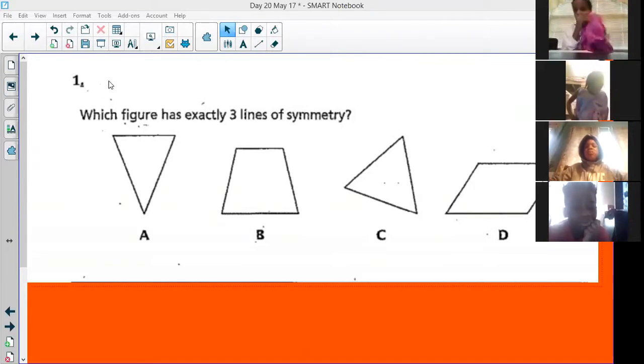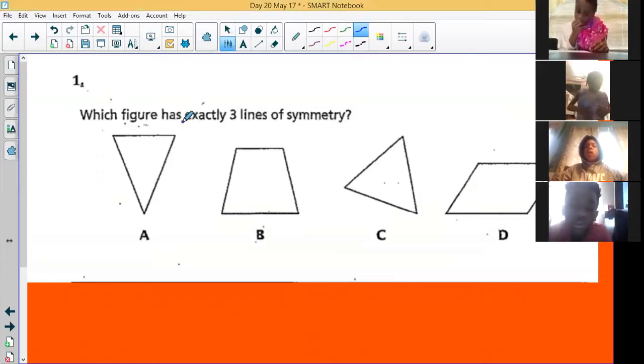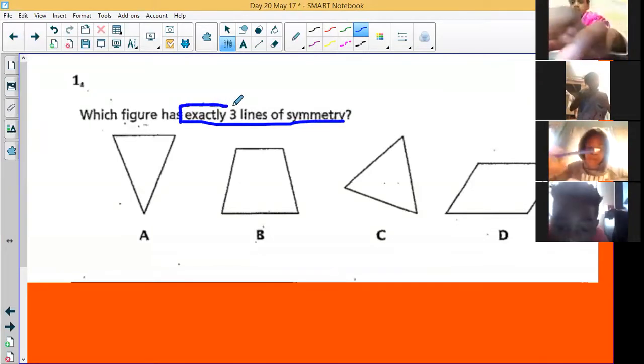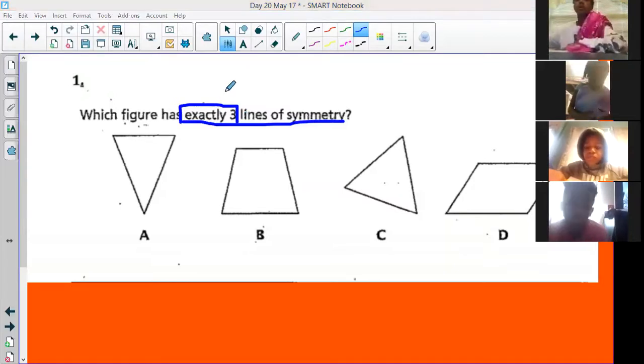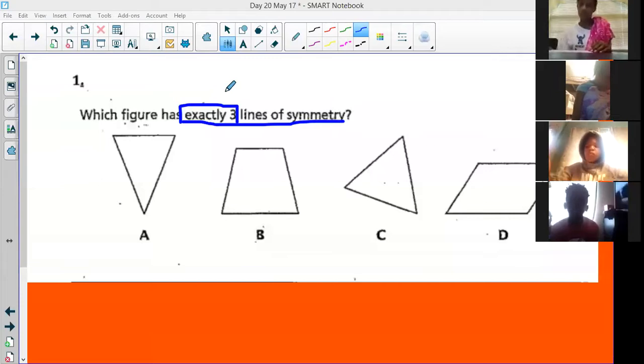Okay, so now let's look at our first shape. It says, which figure has exactly 3 lines of symmetry? So everybody, let's underline what we're looking for. We're looking for exactly 3 lines of symmetry. Let's box in exactly 3. So box that in. How many lines of symmetry are we looking for? Show me with your fingers.